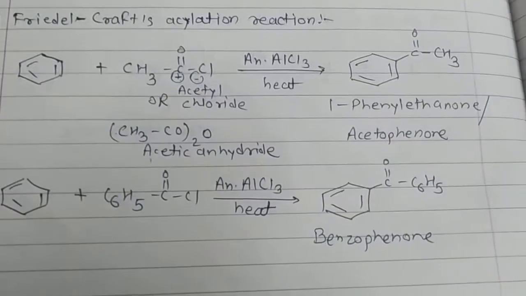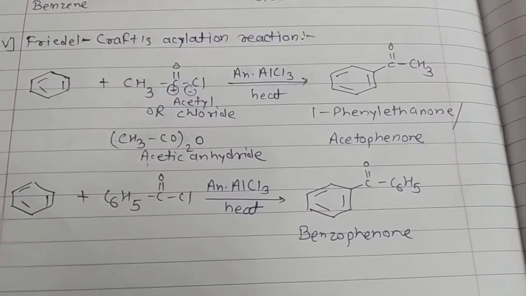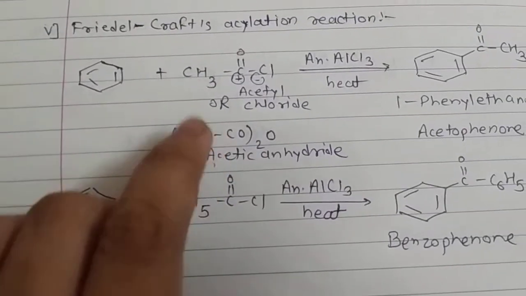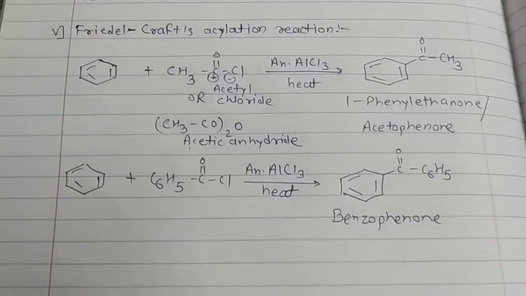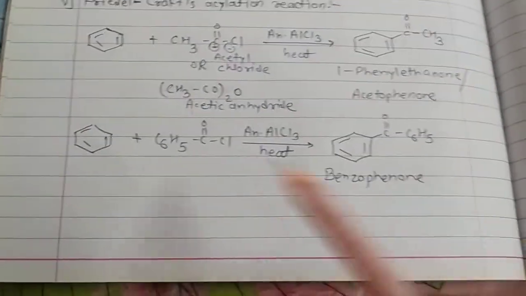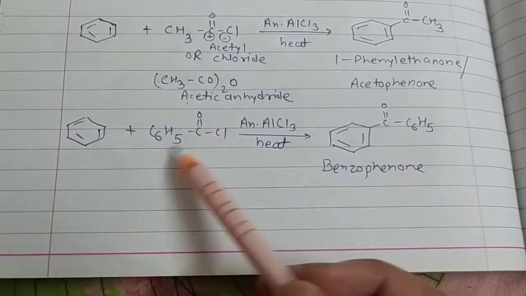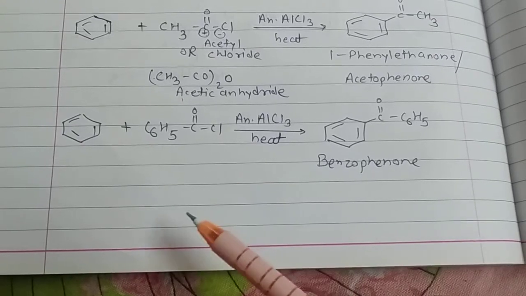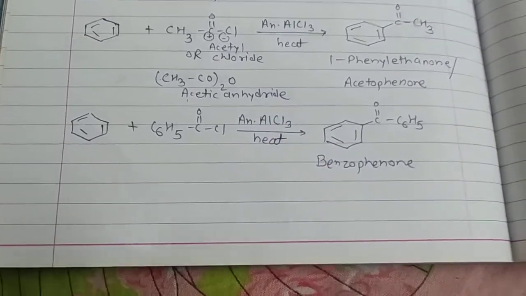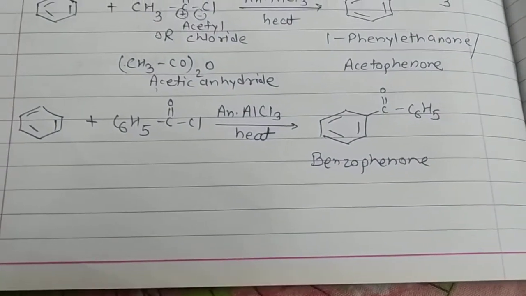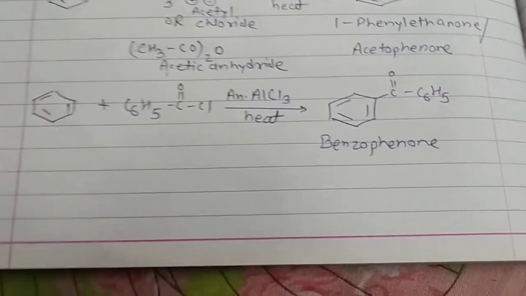Acetophenone is the common name of this product, and 1-phenylethanone is the IUPAC name, and we can use any one of the following reactants, acetyl chloride or acetic anhydride. Same kind of reaction is here, just with benzoyl chloride, or we can also use benzoic anhydride. So benzoyl chloride with benzene in the presence of anhydrous AlCl3 will give benzophenone. Same procedure happens here also.